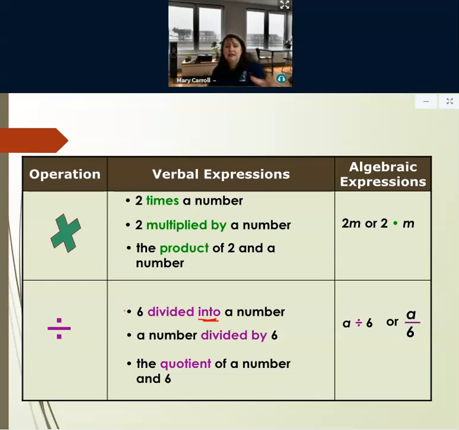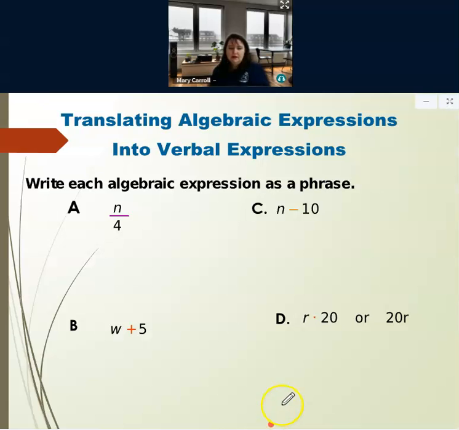Okay, so there's plenty of different ways that you can say an expression. And you're going to be given expressions, and you're going to be asked to name 2 or 3 different ways of answering them, okay? So let's take a look and let's do some practice problems, all right? We have A, B, C, and D on the board. I want you to pause the video and see if you can name a couple. I want you to try and name 2 or 3 for each of them. So pause the video.